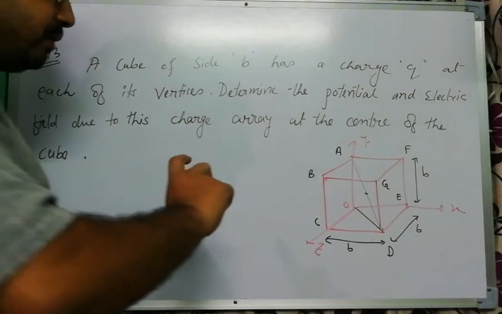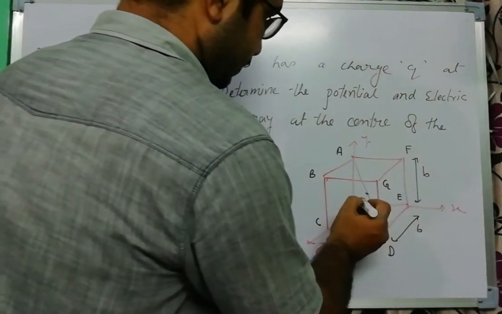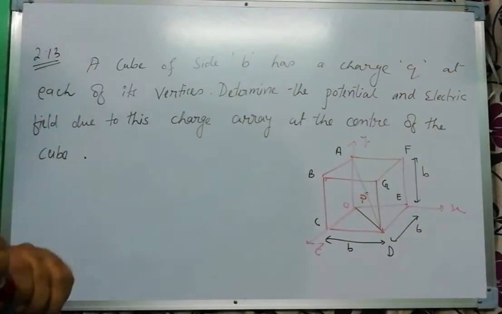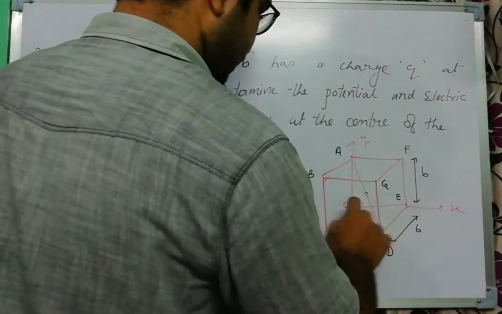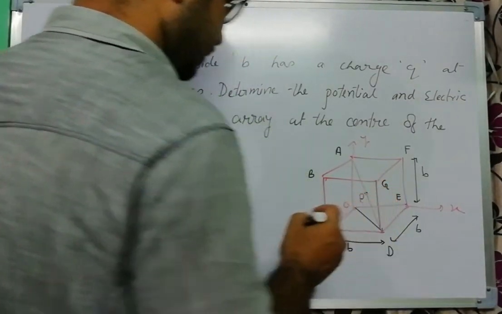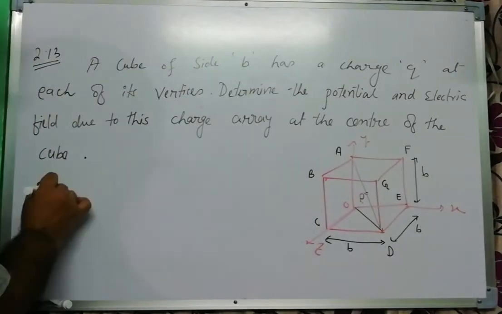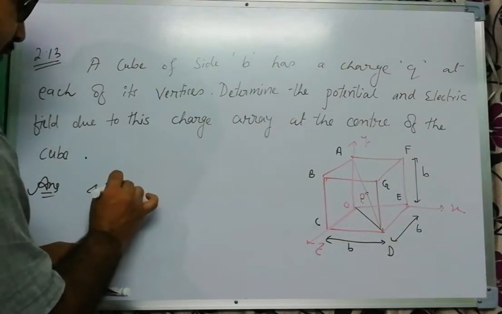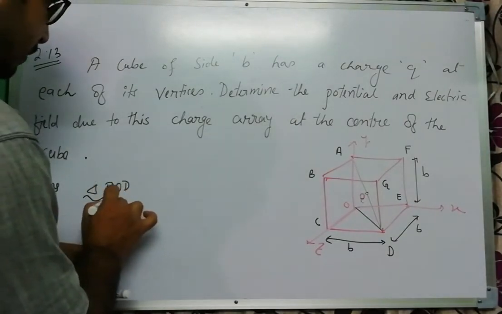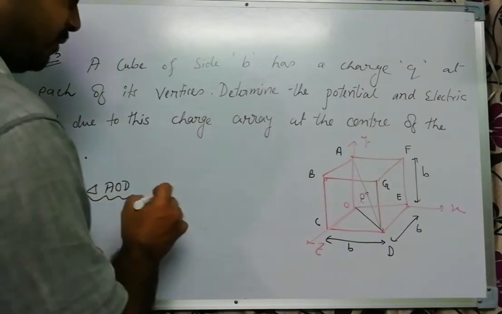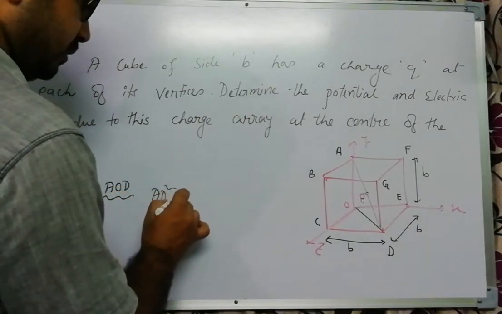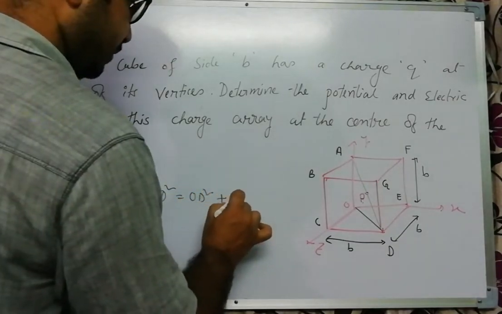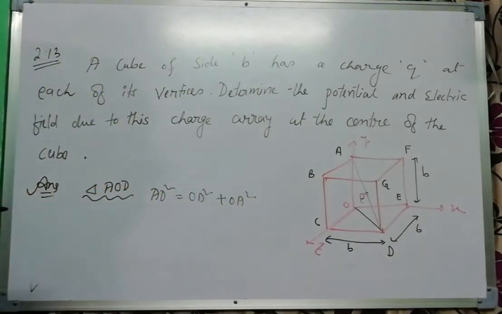Now suppose this middle point, center point, is P. From the triangle AOD, I can write AD square equals OD square plus OA square.